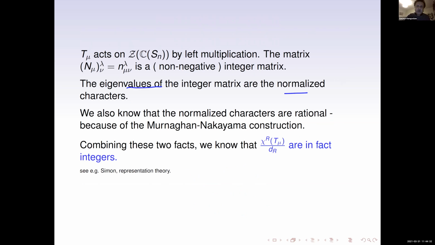We also know that these normalized characters are rational because of the Murnaghan-Nakayama construction. Combining these two facts, you know that these are in fact integers. This is explained, for example, in Simon's textbook on representation theory. So they are very interesting, these normalized characters.